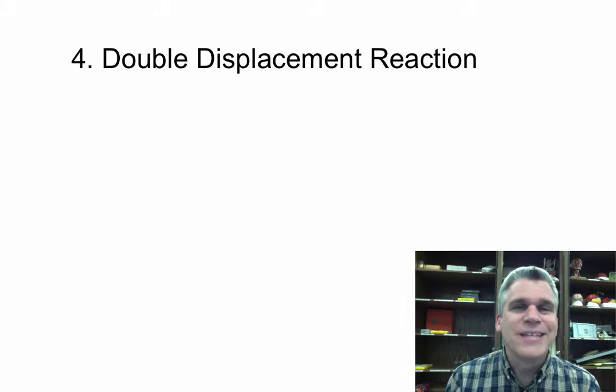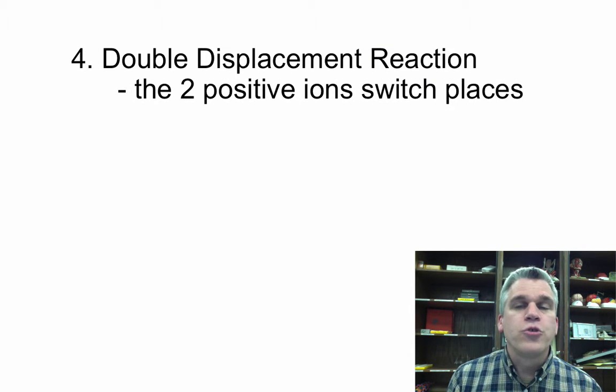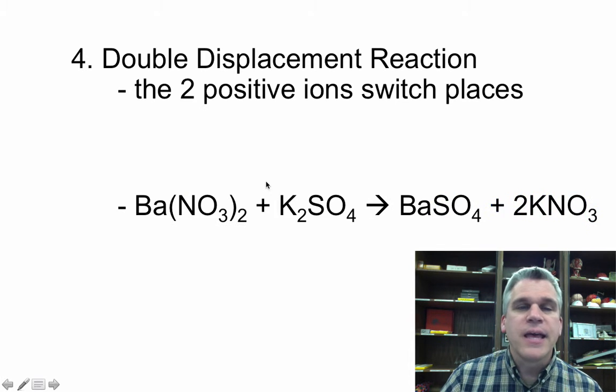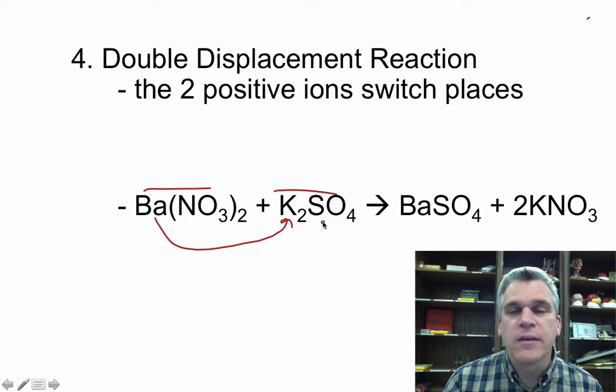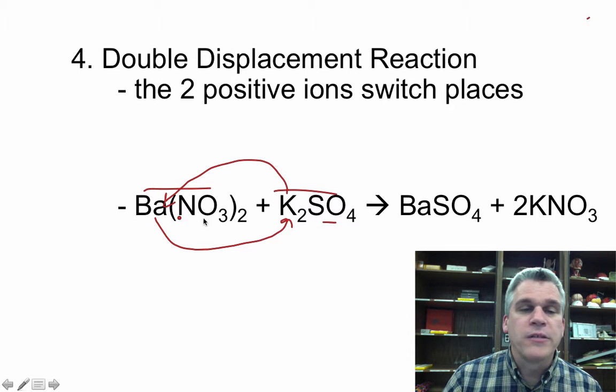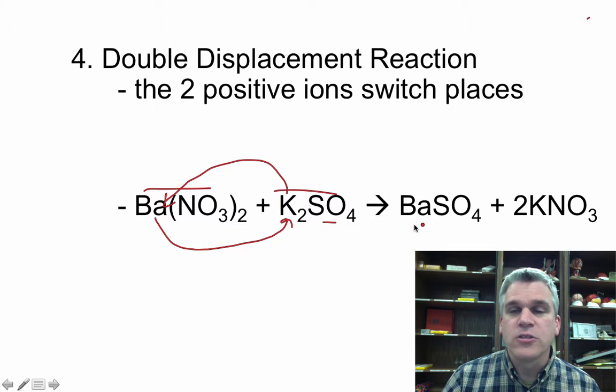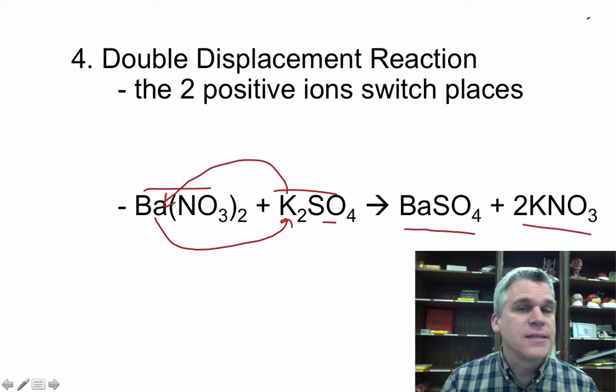The fourth type is a double displacement reaction. So in this case, the two positive ions will switch with one another. An example of this is barium nitrate and potassium sulfate. The barium kicks out the potassium so that it can combine with the sulfate, and the potassium then will trade places with barium so that it is with the nitrate. So we end up with barium sulfate and potassium nitrate.